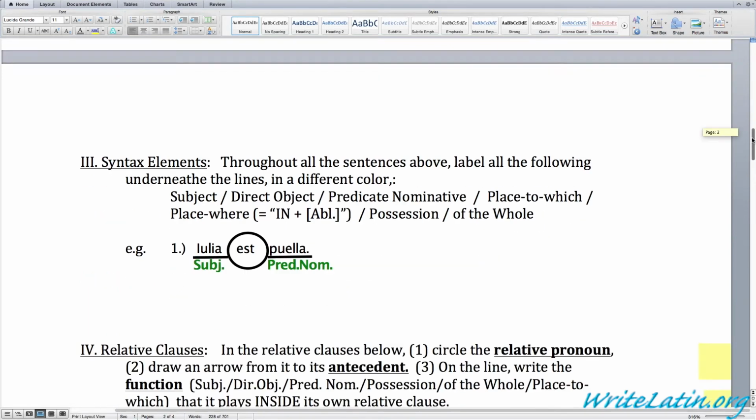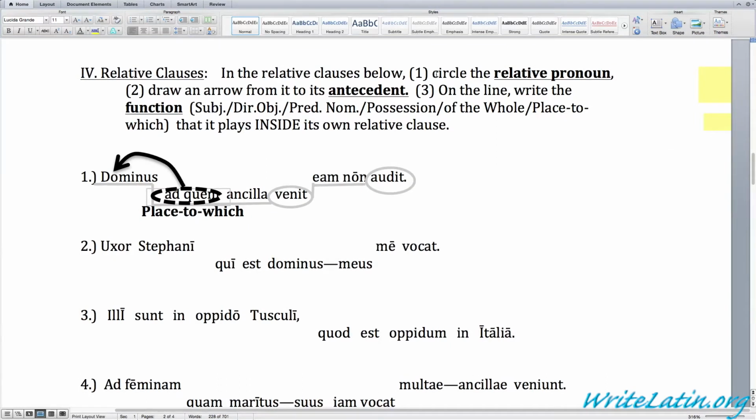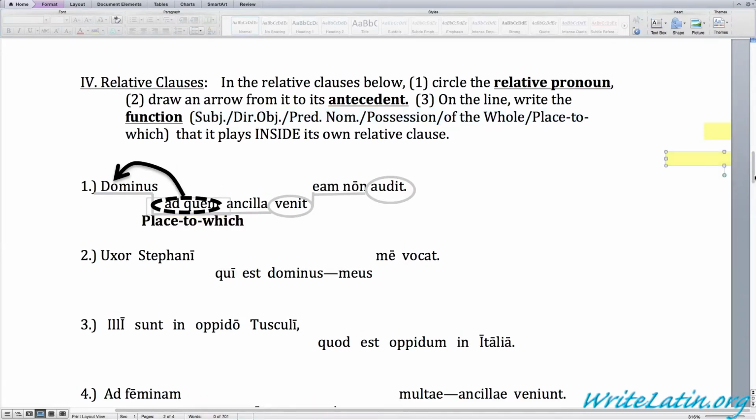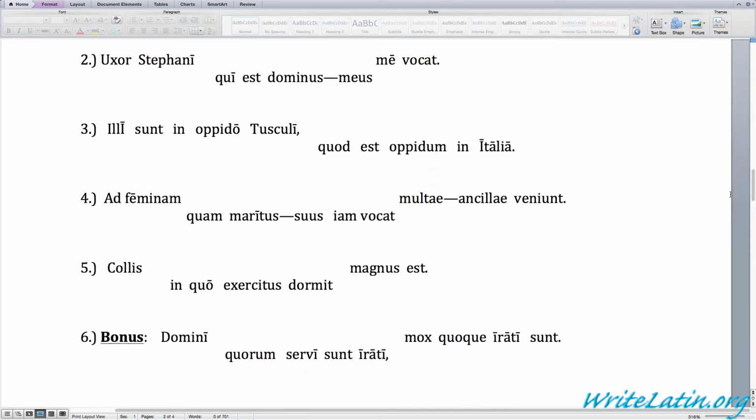All right. Exercise 4. This is for if you would like practice identifying or marking up relative clauses and marking up the two things that a relative pronoun does. So first, we see that it refers to its antecedent, that's that arrow. And second, we see that it plays a function in the sentence. So here it's in a prepositional phrase whose function is place to which. Other functions, of course, are subject, direct object, predicate nominative, possession of the whole, place to which. So that's if you would like more practice with that. You can attempt number 2 through 6. And now let's go to the answers.